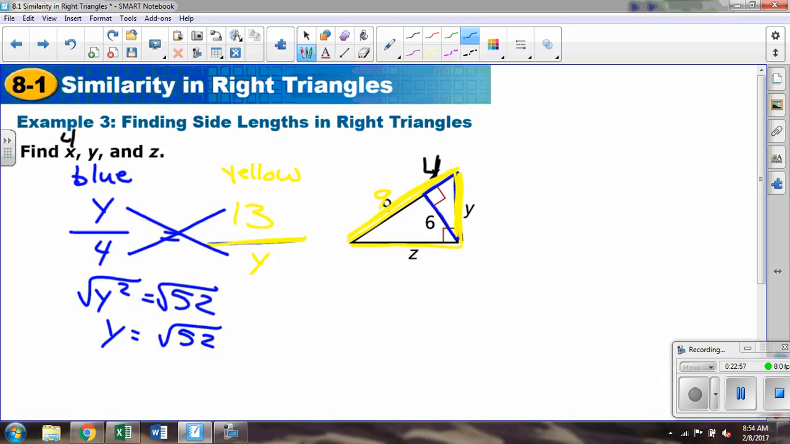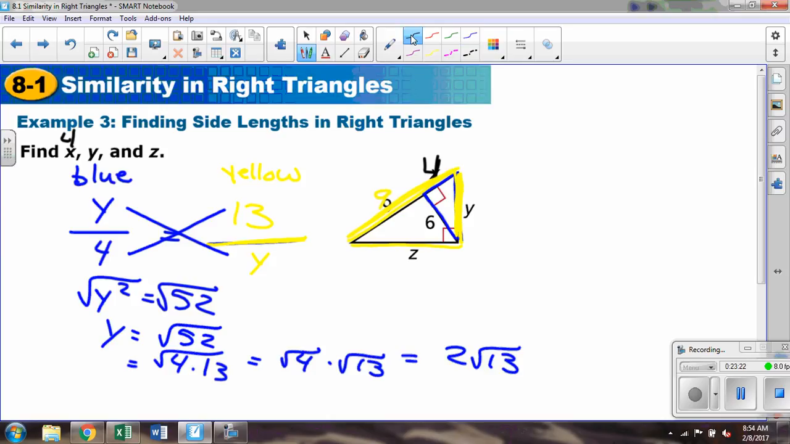I recognize, of course, because we just did it, 52 is 4 times 13. So that is the square root of 4 times the square root of 13, giving me my answer 2 times the square root of 13 for y. Okay, 2 times the square root of 13, and we've got y. Next, we have to get z.